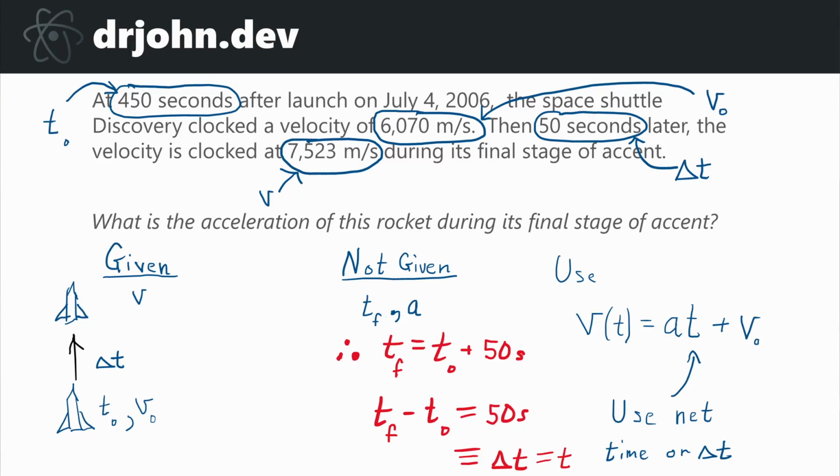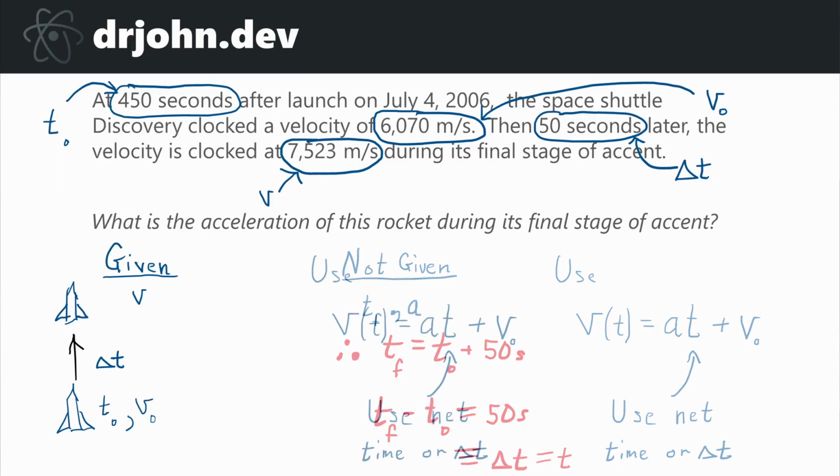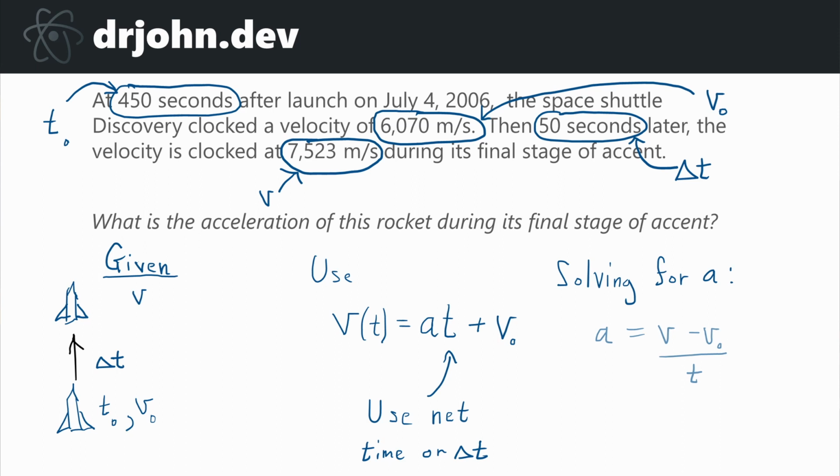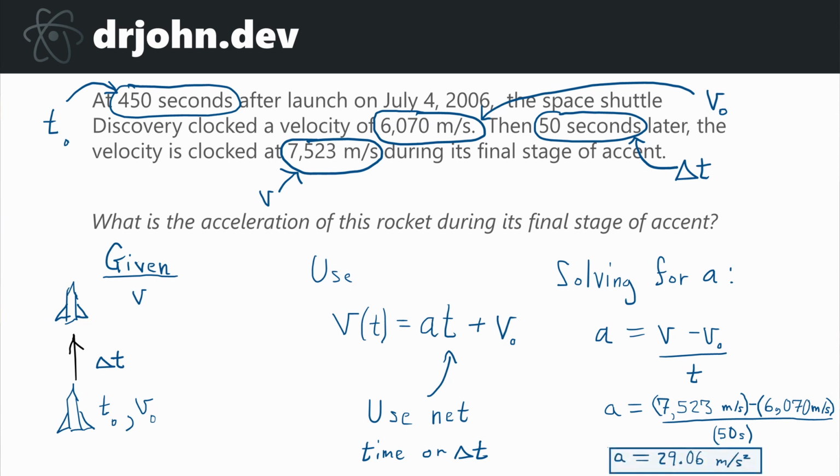So once we have chosen the appropriate kinematic equation for the problem, we next need to algebraically solve for our unknown, or in this case, the acceleration a. And after solving for a and substituting in the given values for v, v0, and t, we find the acceleration of the Discovery to be equal to 29.06 meters per second squared.